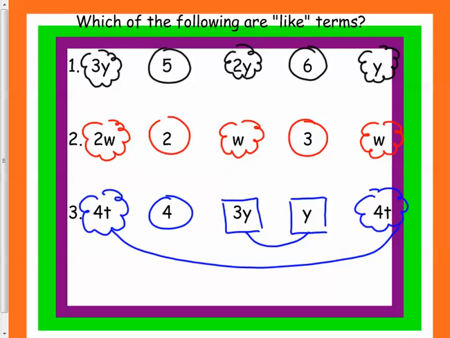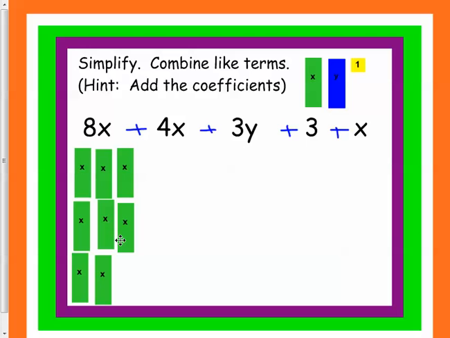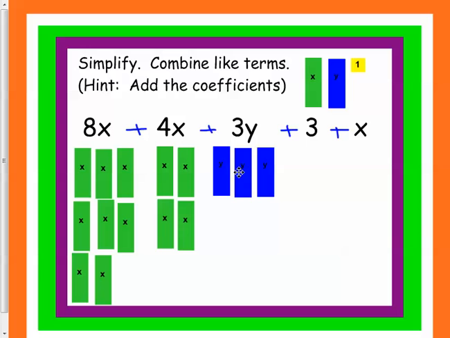So let's look at what it means to actually combine them. If we were combining these like terms, we are adding the coefficients based on the sign. So if it's all addition, we would be adding. So if I have 8x plus 4x plus 3y plus 3 plus x, what does that look like? Okay, so 8 x's would look like this, plus 4 more x's, plus 3y, plus 3, and plus x.